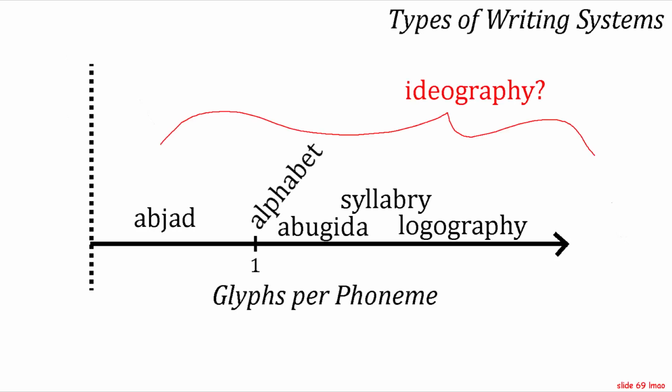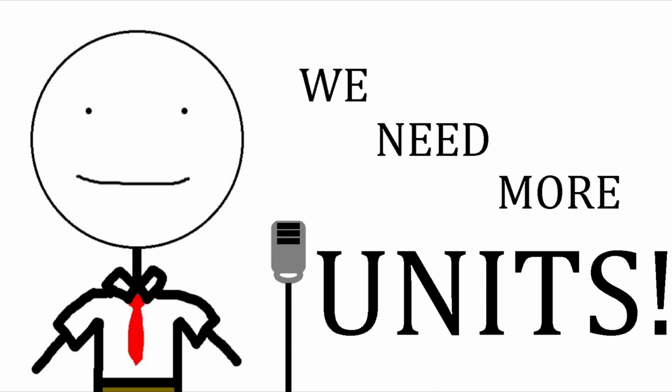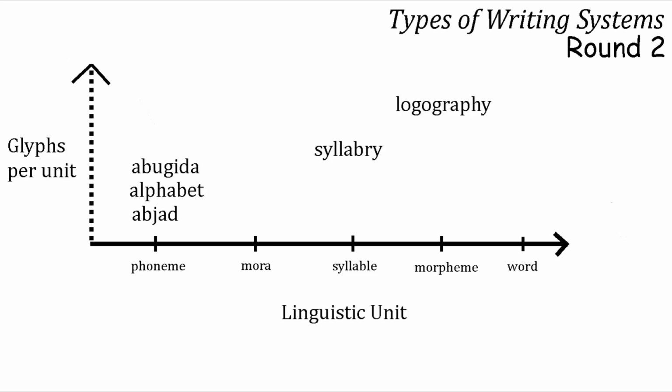Oh yeah, and ideographies are a thing. I guess they could fit anywhere on the scale depending on how advanced the writing is, from pictographs to proto-logographies. We can make this scale a bit more in-depth by adding units greater than the phoneme, such as the mora, syllable, morpheme, and word. You'll note that there is some uncharted territory on this scale.